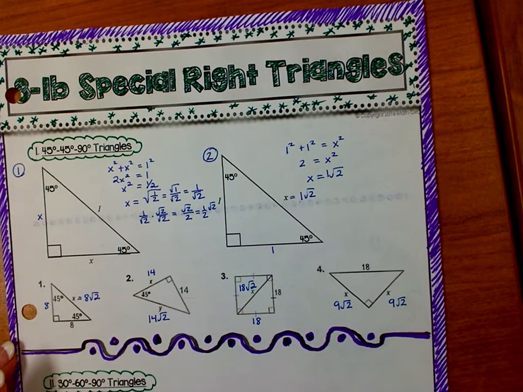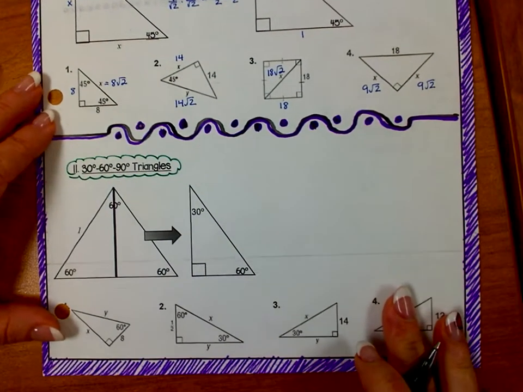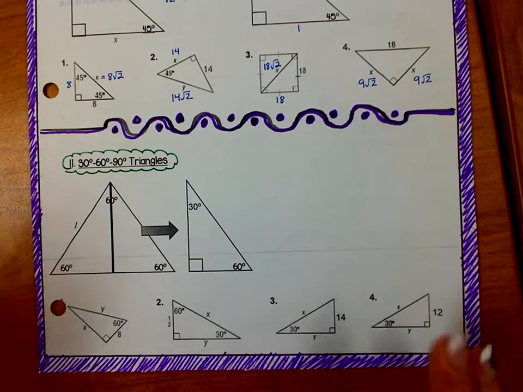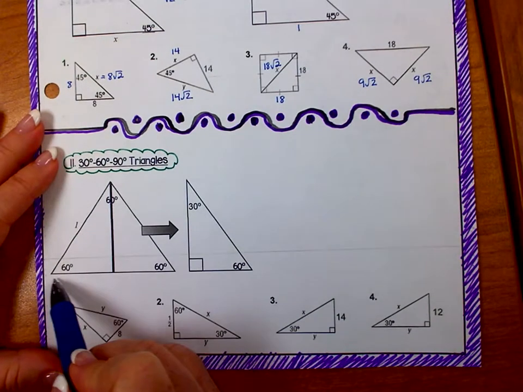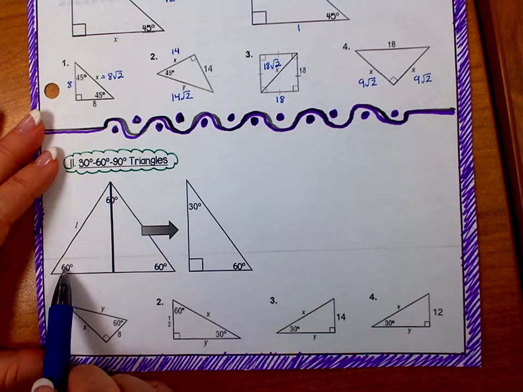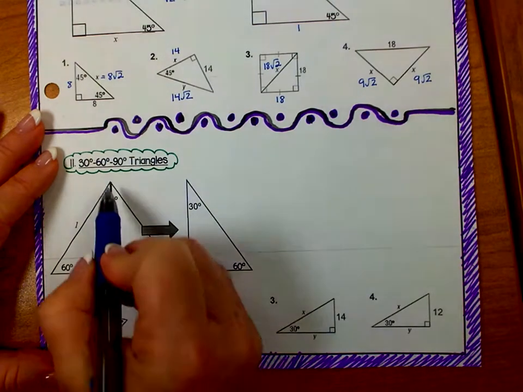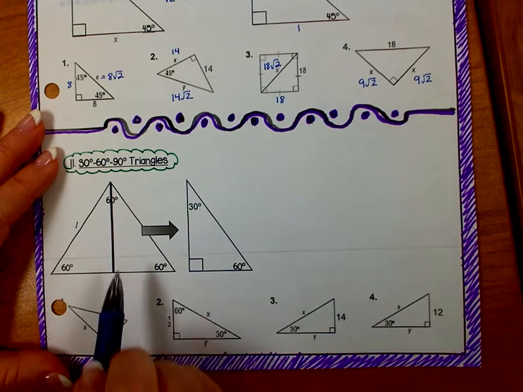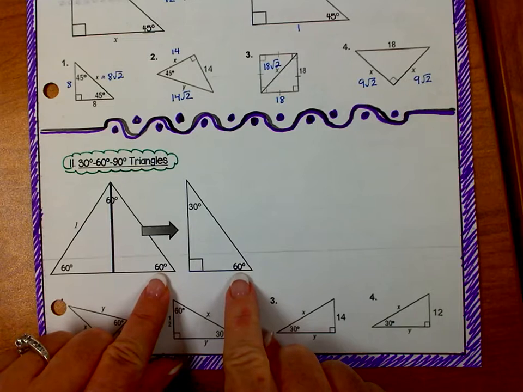All right, let's take a look at another special triangle, which is our 30, 60, 90. Okay, so with the 30, 60, 90, we're going to start with an equilateral triangle. An equilateral triangle has 3 angles that are 60 degrees, and all 3 sides are the same. And then we're going to cut it right down the middle, and we're going to push 1/2 of it over here. Okay, so this hasn't changed.